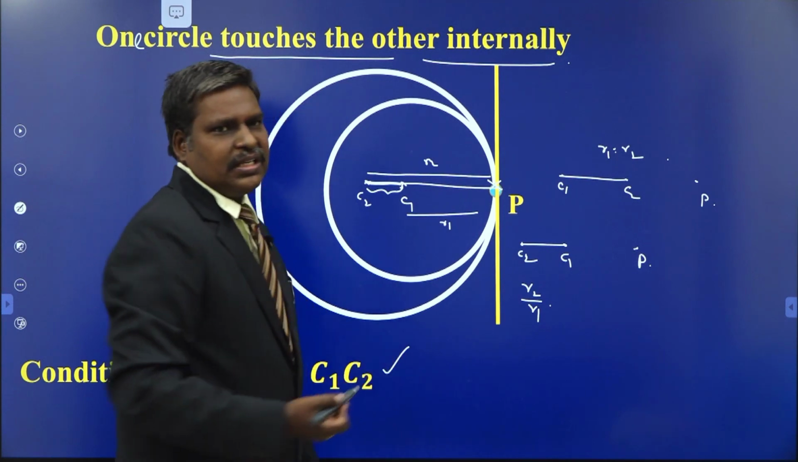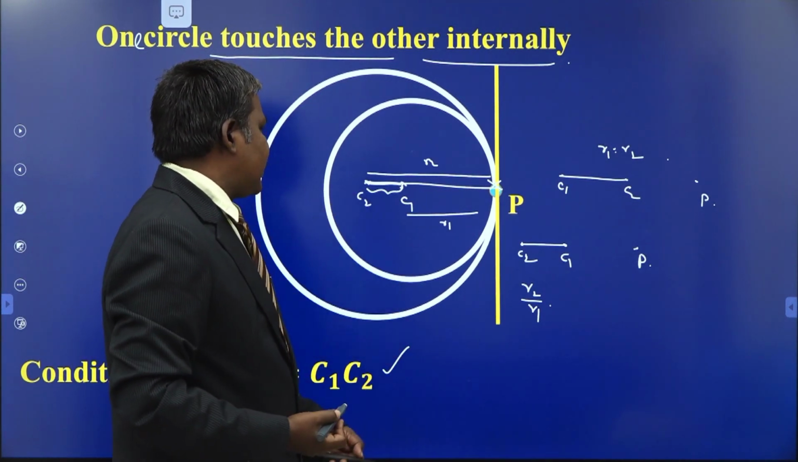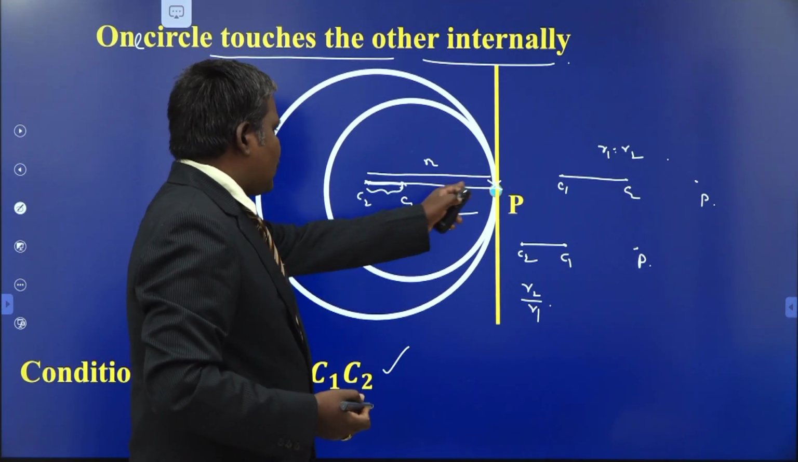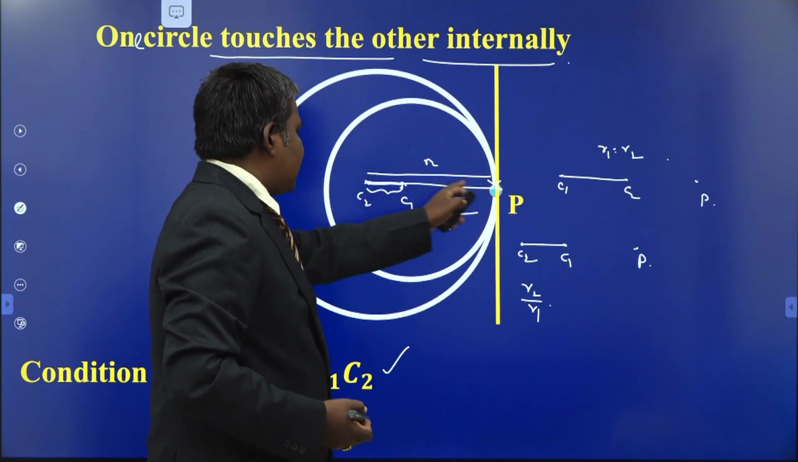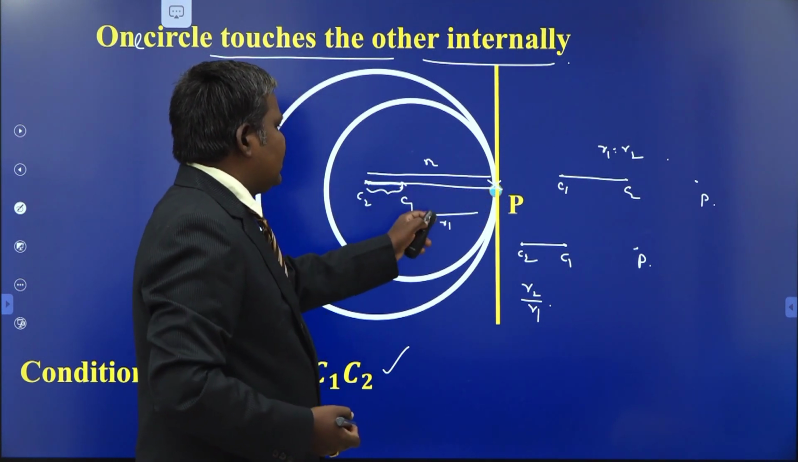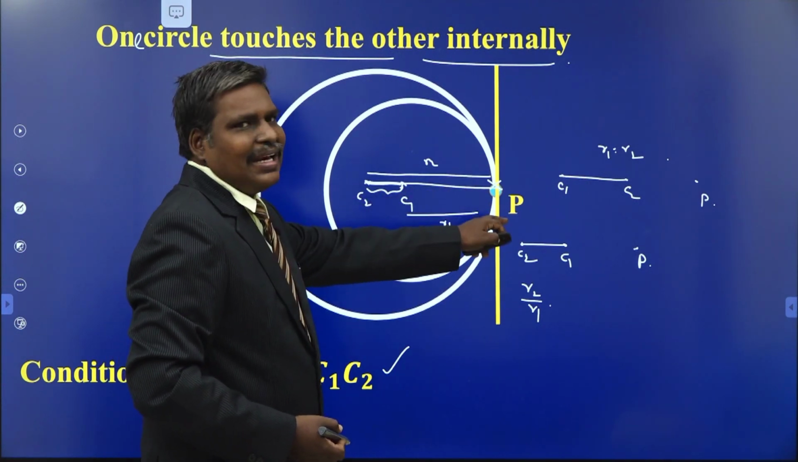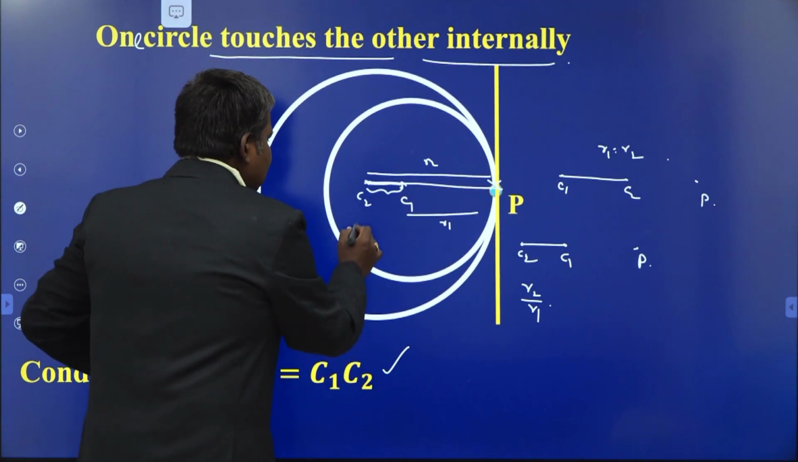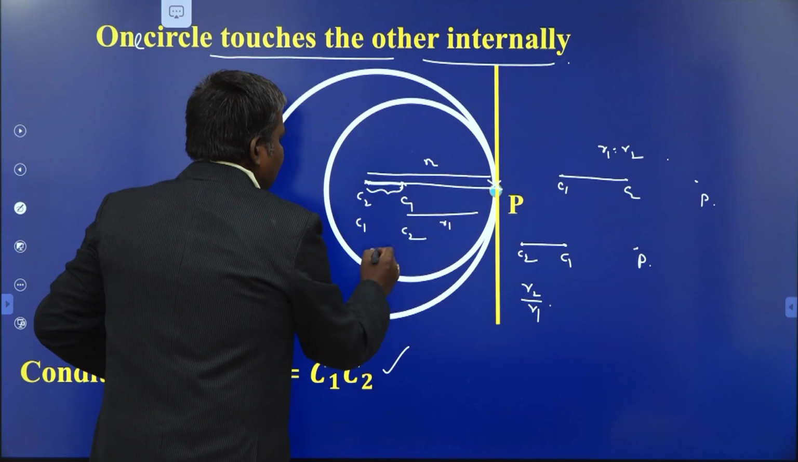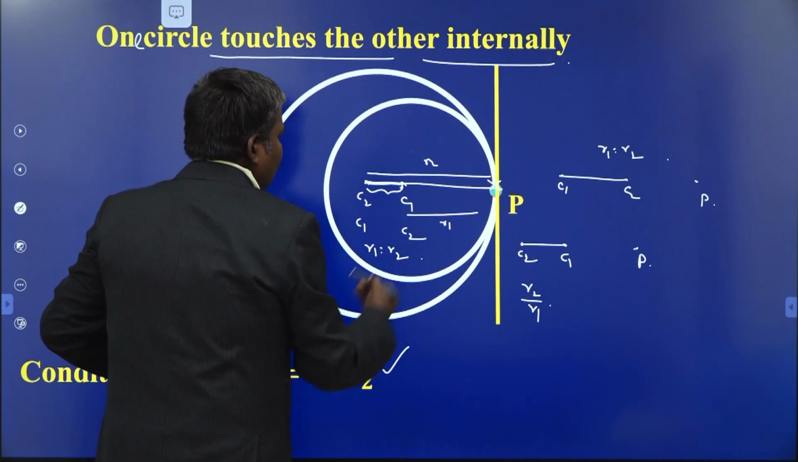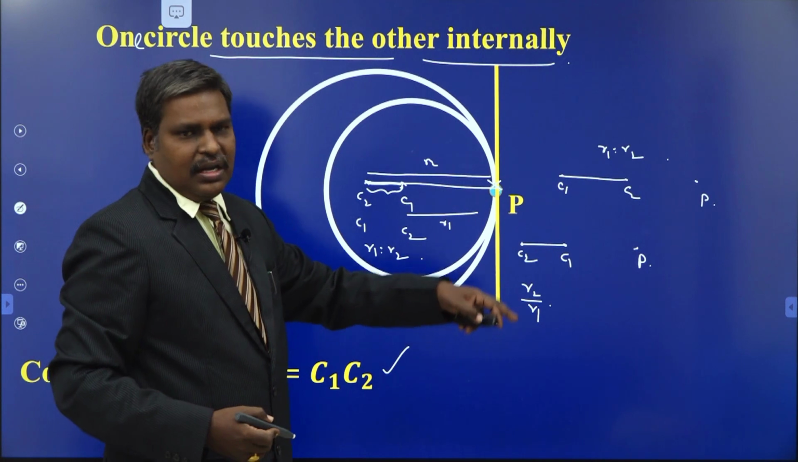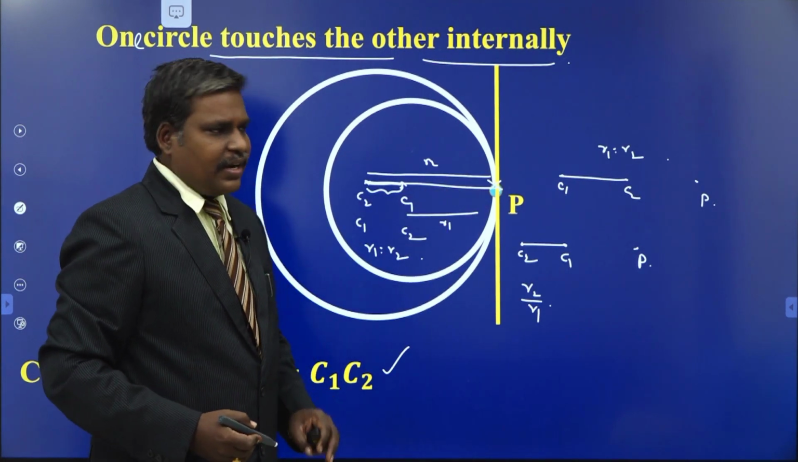Depending upon the situation or by drawing the figure itself, you can choose. So, the point P divides the line segment joining of centers in the ratio R2 is to R1 externally from this figure. If you take it as C1 and it as C2, then automatically that divides in the ratio R1 is to R2 externally. Always you have to apply external ratio.